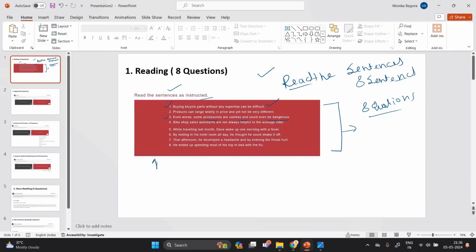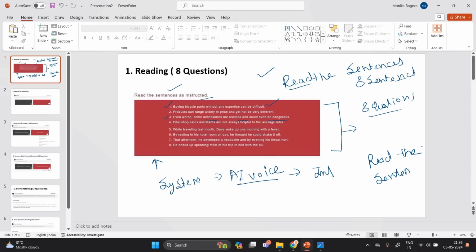And one of the most important points, the system AI voice will give you instructions. It will give you the instruction to read the sentence. So at that time you have to read the particular sentence. This is the easy round, the first section in the reading. 8 questions are there. You have to simply read the sentence.